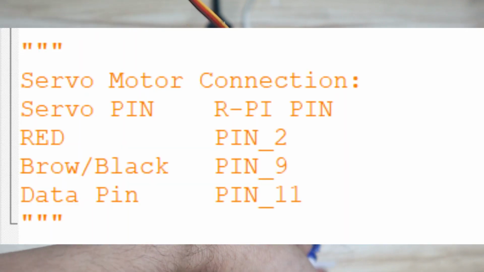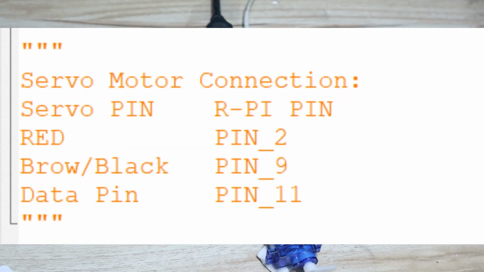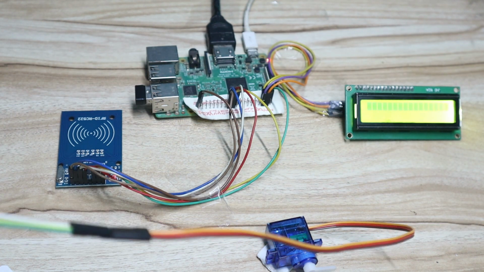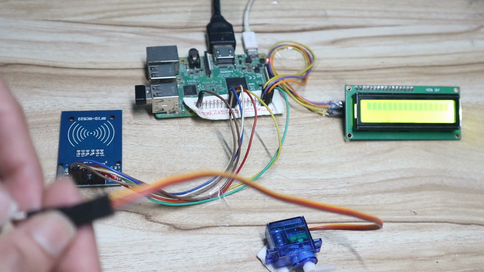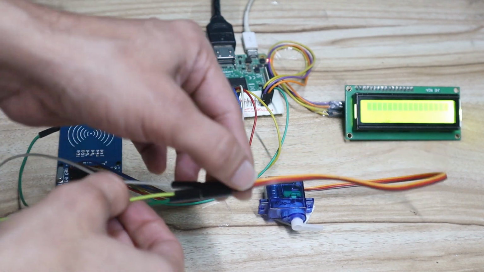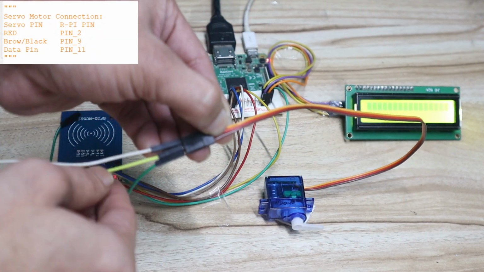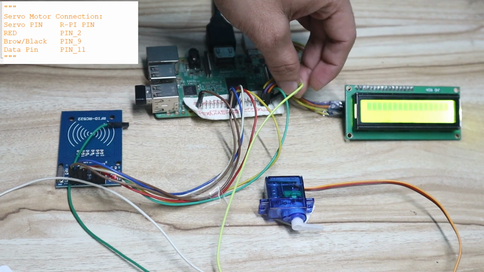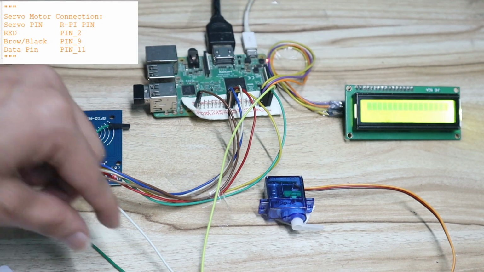The connection you can see on the screen again. So this is the red pin. This red pin of the servo motor should be connected to pin 2 of the Raspberry Pi. So it is connected here on pin 2.